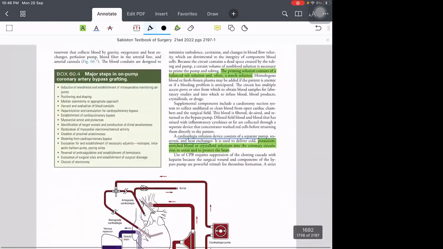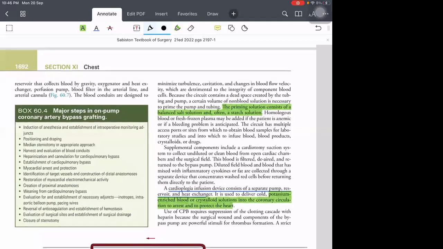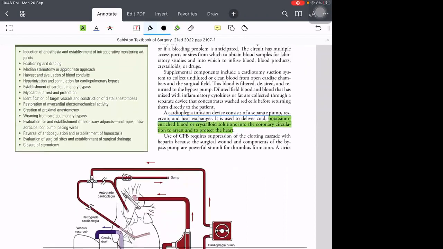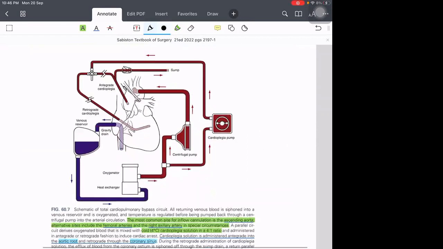CABG procedures and all they are telling. It's already very well explained in Bailey. So just to see, the priming solution consists of a balanced salt solution, often a starch solution. So what is a priming solution? A starch solution. Then what cardioplegia is used? Potassium is used as a cardioplegic agent.